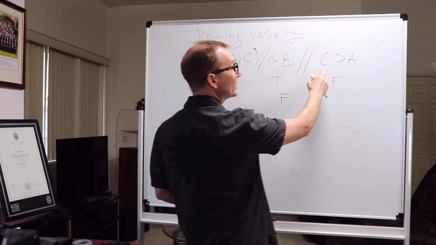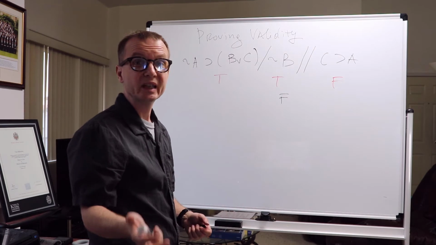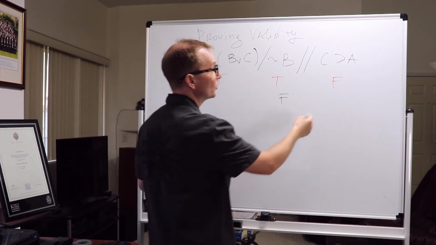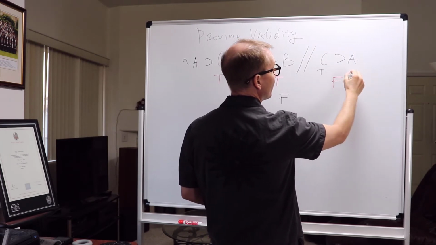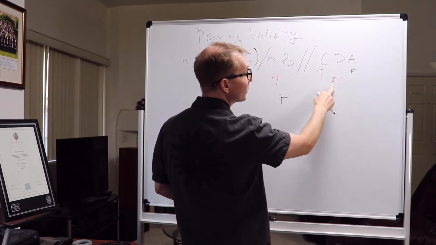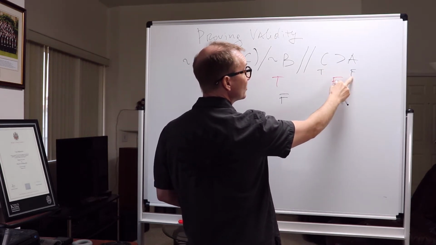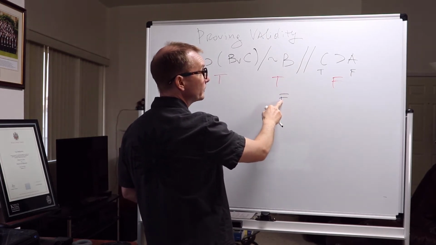Now, how about here? If C then A and it is false. Well, remember, implication is only false in one situation, isn't it? And that situation is if we have true here, and false here. So in order for it to be false, C has to be true, A has to be false, and B has to be false.